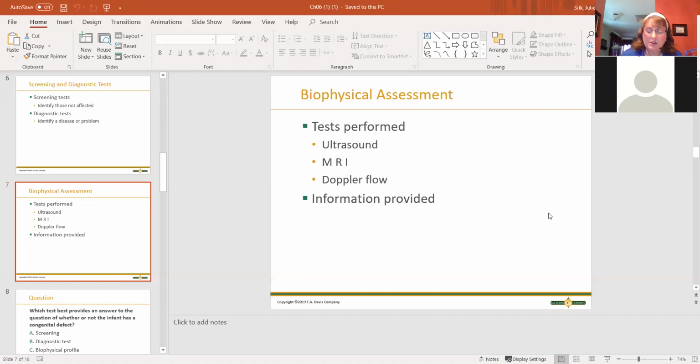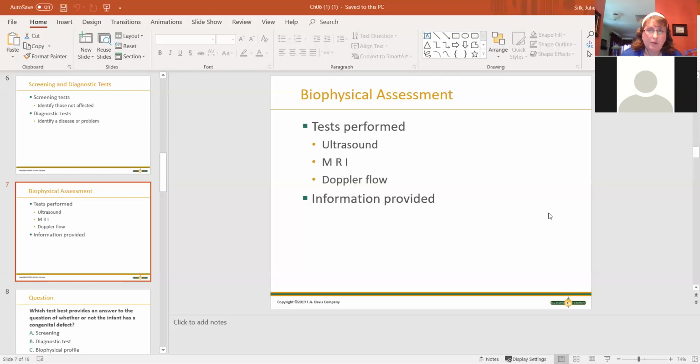And then there is something called Doppler flow. This is going to assess the placental perfusion. And it's not a useful tool in determining fetal compromise. So basically, you're just trying to see that the fetus is getting a good blood flow with this. So all of these three things are part of the biophysical assessment. So ultrasound, MRI, Doppler flow.